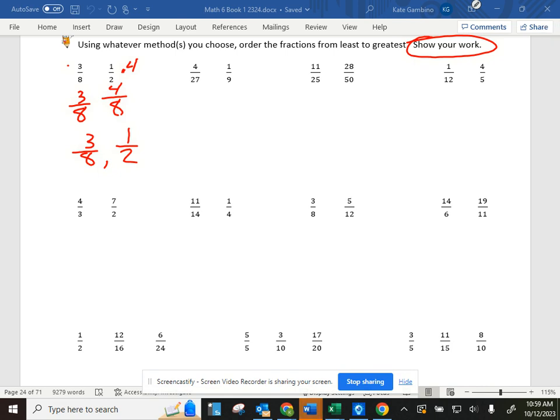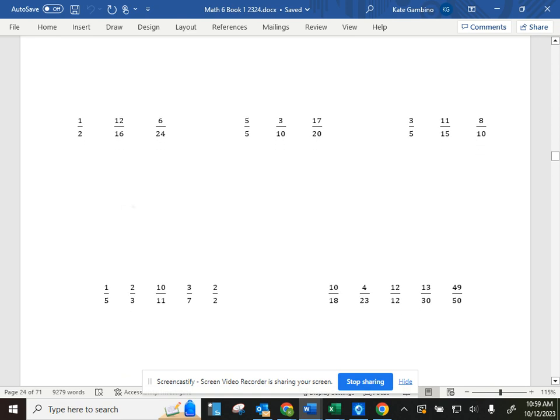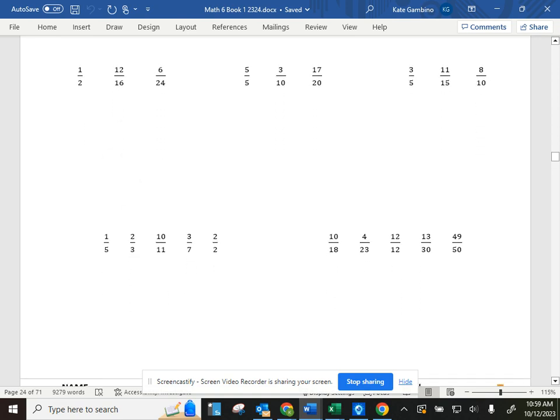So if we look down, all of a sudden we see that we have 3 fractions. We're doing the same thing. We're going to look at, is there a common denominator? Is there a simplifying that we can do? Is there comparing it to 0, half, or 1? What do you think we should do to compare half, 12/16, and 6/24? What do you think, Zelda? Simplify them.